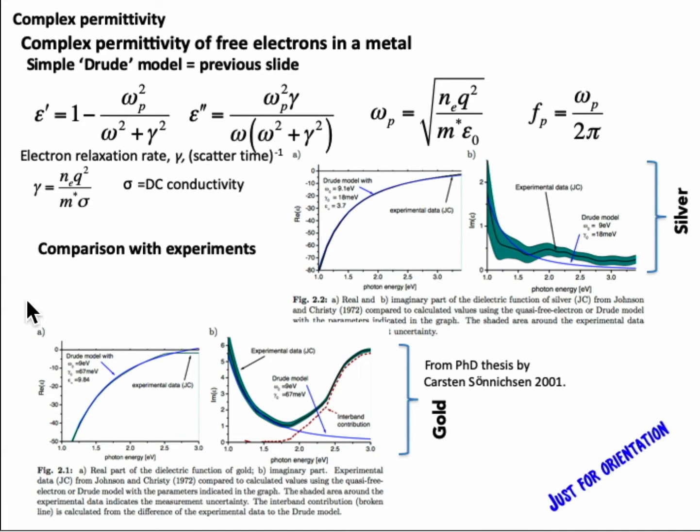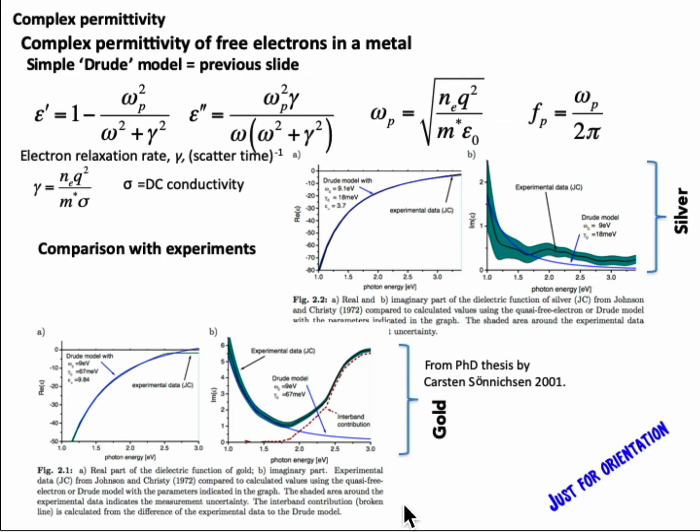Let's test that simple Drude plasma model compared to experimental measurements for silver and gold. The two graphs on the top show for silver the comparison of theory and experiment for real and imaginary part of the complex permittivity. It is perfect for the real part and has the overall right dependence for the imaginary part, so the model has some merits to it.